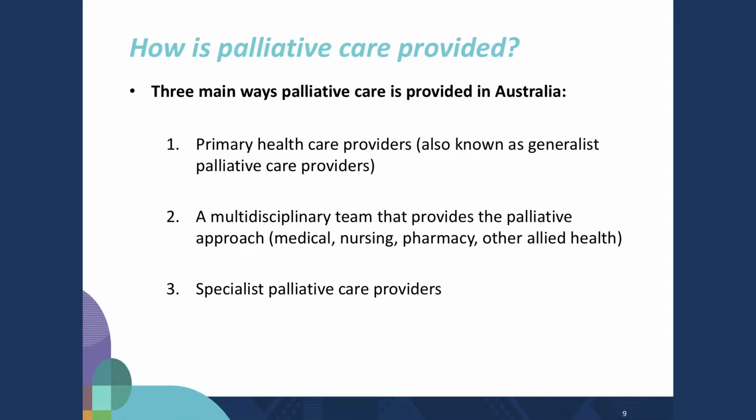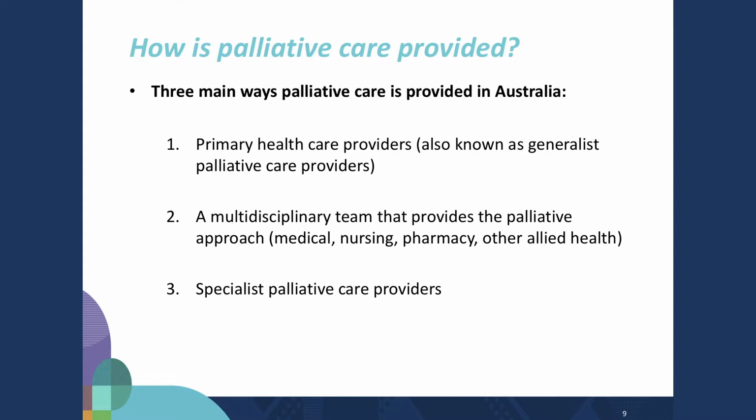So in Australia, palliative care is mainly provided by primary health providers, by a multidisciplinary team that provides the palliative approach, or by specialist palliative care providers. So primary providers obviously being GPs and district nurses, community pharmacists.